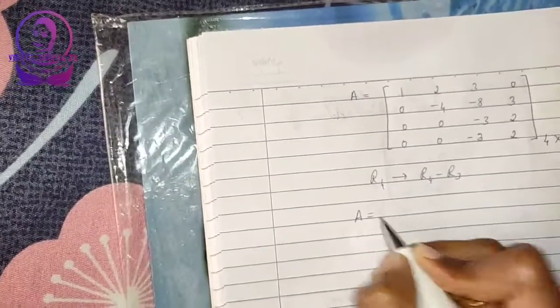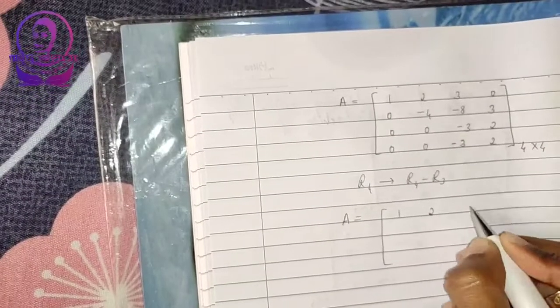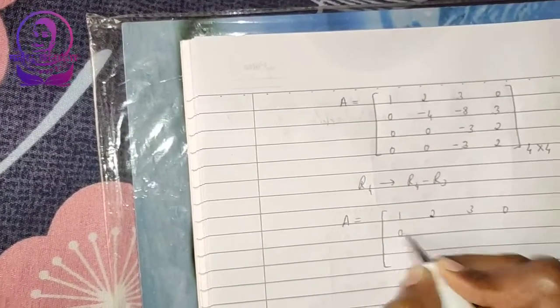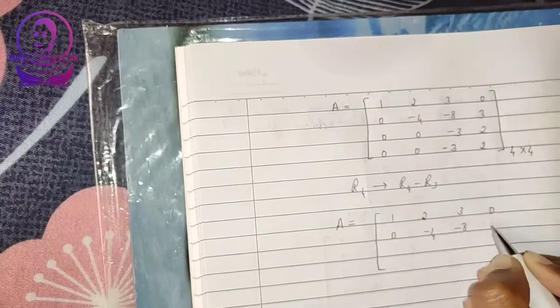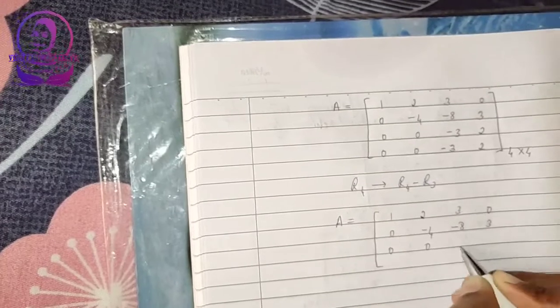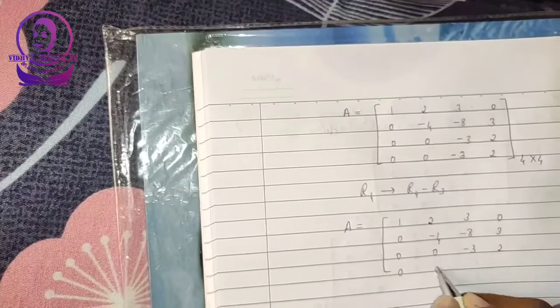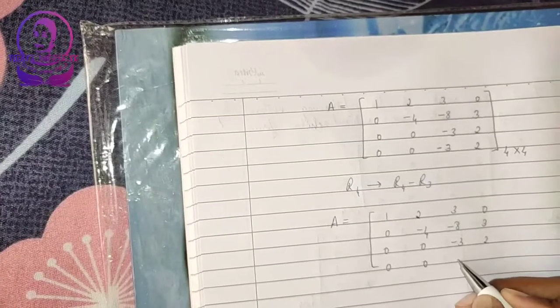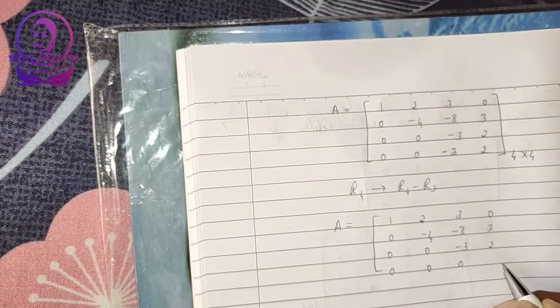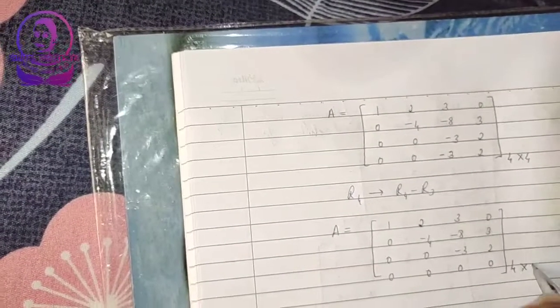So A equals the matrix 1, 2, 3, 0, 0, minus 4, minus 8 and 3, 0, 0, minus 3 and 2. Here you have 0, 0, minus 3 minus 3 is 0, minus 3 plus 3 is 0, 2 minus 2 is 0. So this is what we get.